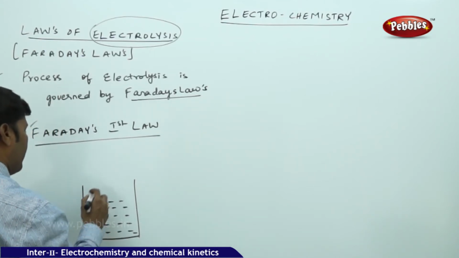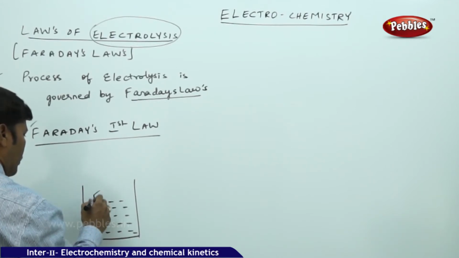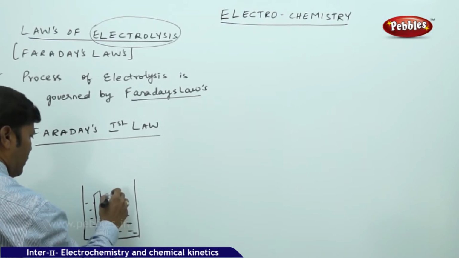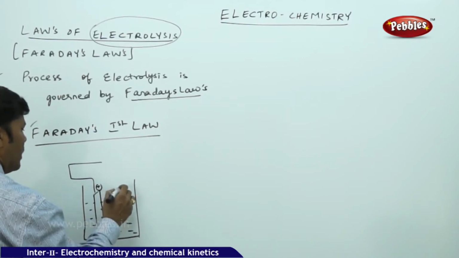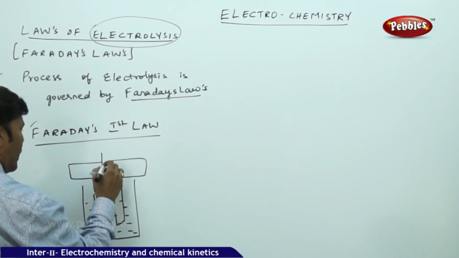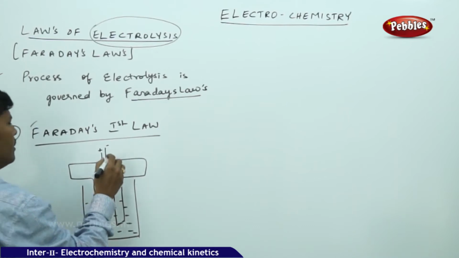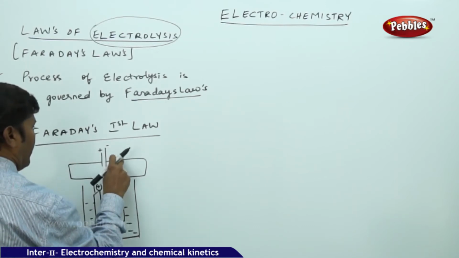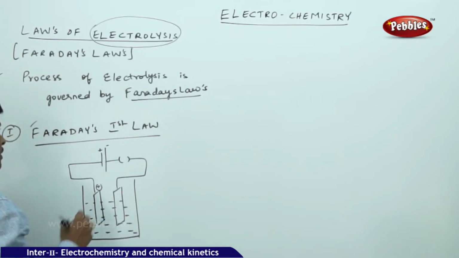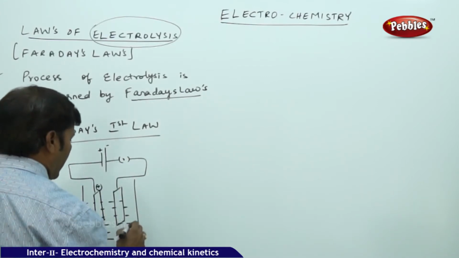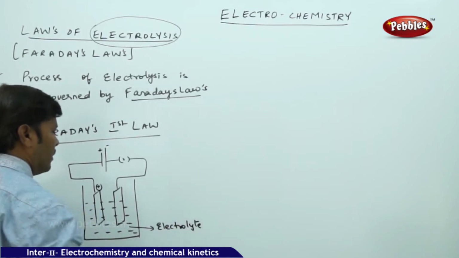Suppose I am taking an electrode. Here I am taking two electrodes. One electrode will behave as anode and the other electrode will behave as cathode, that is positive terminal and negative terminal. This is the battery, and here you can see that there is a power key. This is the key. So this is a simple electrolytic cell with the electrolyte.